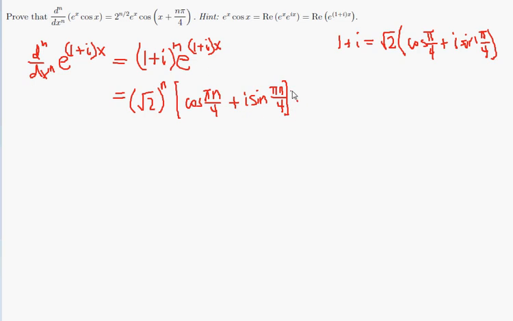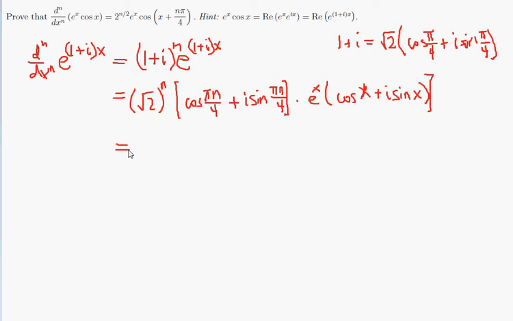And then this is getting multiplied by, sorry, I misstated myself. This is getting multiplied by e to the x times cosine x plus i sine x. And that's converting e to the (1 plus i)x into trigonometric form.